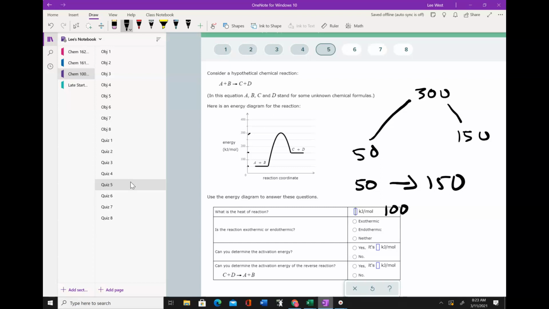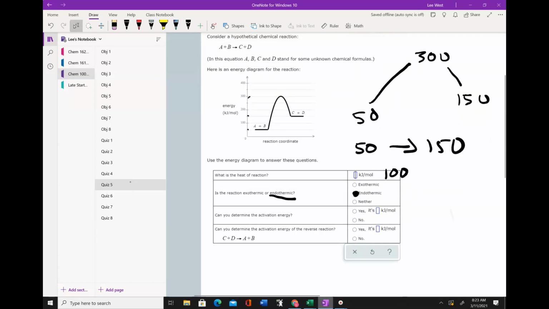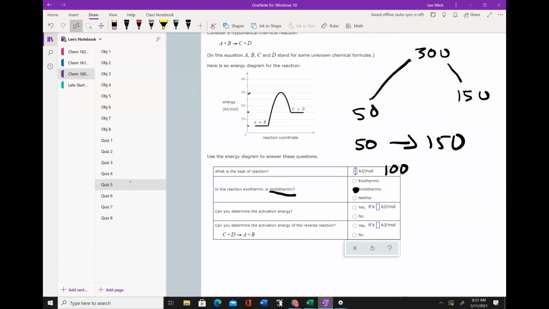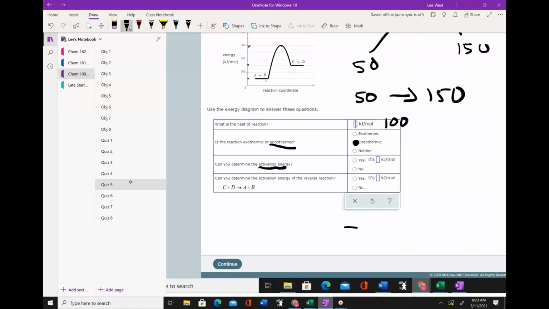It says, is the reaction exothermic or endothermic? Well, it took energy in, so it is endothermic. Endothermic reactions always have a positive heat of reaction. Can you determine the activation energy? I can. It's the energy to go from the reactants to the peak of the top of the curve there. So that's 50 up to 300, a change of 250.